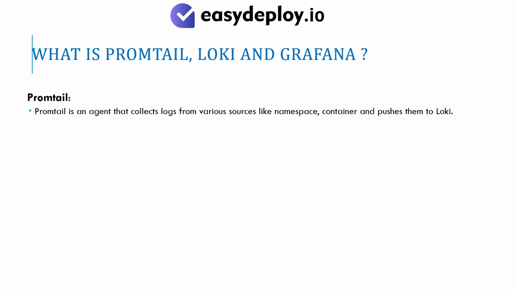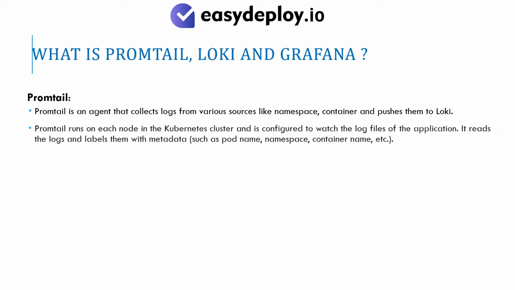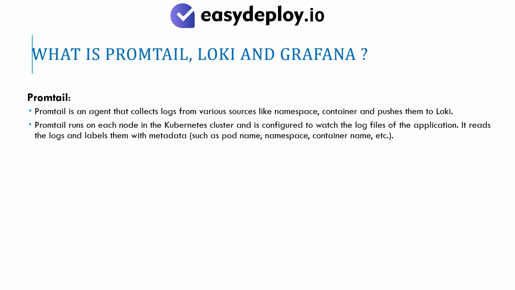Promtail. Promtail is an agent that collects logs from various sources like namespace, container, and pushes them to Loki. Promtail runs on each node in the Kubernetes cluster and is configured to watch the log files of the application. It reads the logs and labels them with metadata, such as pod name, namespace, container name, etc.